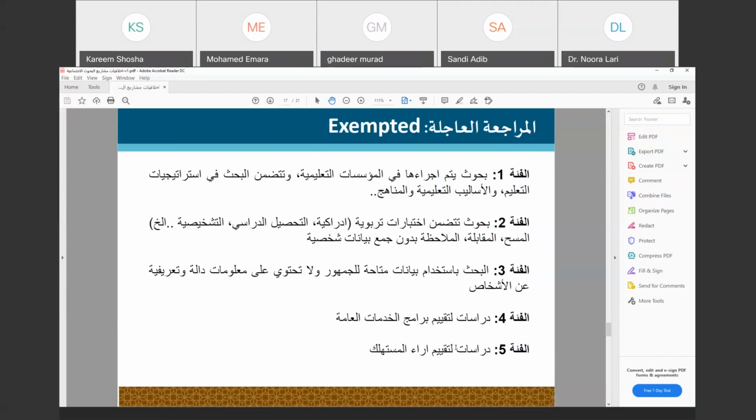كذلك دراسة أو تقييم آراء المستهلك، مثلا في المطاعم أو الغذاء، وأخذ وجهة نظرهم في تقديم الخدمات الاستهلاكية أو عن المنتجات الغذائية، كلها تتضمن المراجعة الإكزمتد.